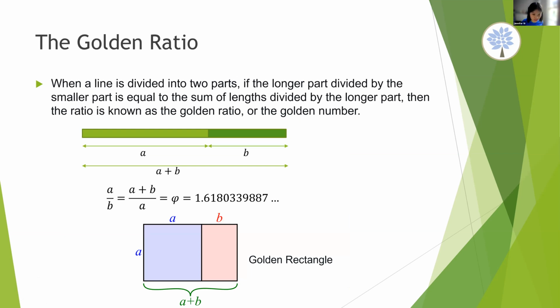First, we're going to jump to the golden ratio, which is relevant to the Fibonacci sequence. When a line is divided into two parts, if the longer part divided by the smaller part is equal to the sum of lengths divided by the longer part, then the ratio is known as the golden ratio or golden number. So you can see here a showing of the lengths, where A over B is equal to A plus B over A, which approximates to 1.618. We will see why in a sec.